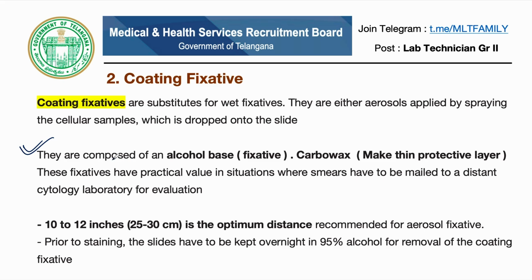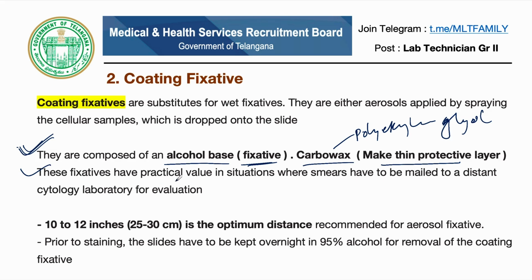The coating fixative is basically composed of an alcohol base, which is doing our work of fixative, and carbowax, which is also known as polyethylene glycol. Basically it makes a thin protective layer. These fixatives have a practical value in situations where a smear has to be mailed or sent to a distant cytology laboratory. Basically it is for transportation purposes.